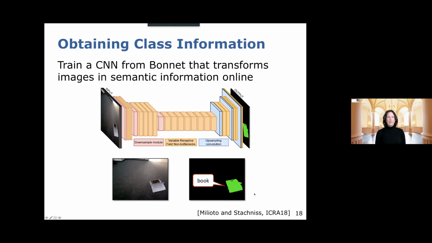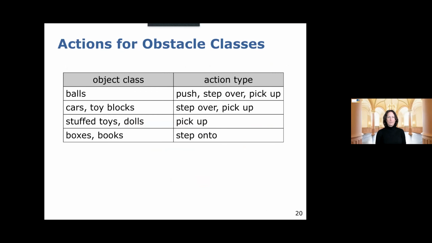Then we need to define actions for the different obstacle classes. These actions have to be chosen for the used robot type. In our case, we use a humanoid robot, which is called Nao. You've seen it on the images before. The application we were considering here is navigation through children's rooms with toys on the ground. Correspondingly, we use the following object classes and associated actions.